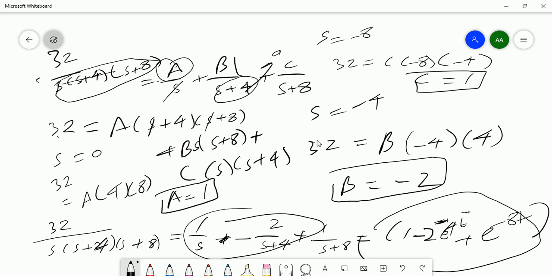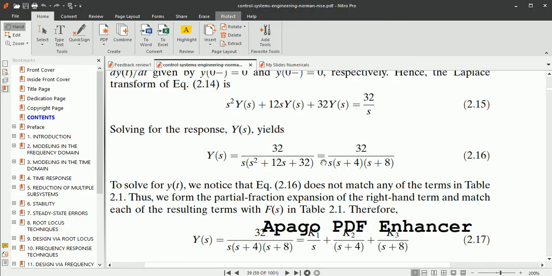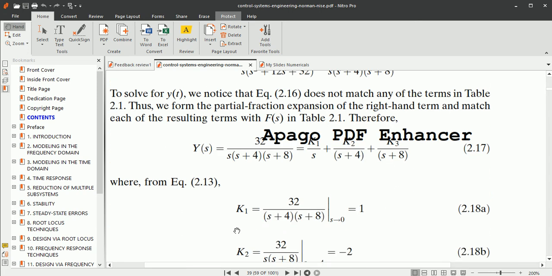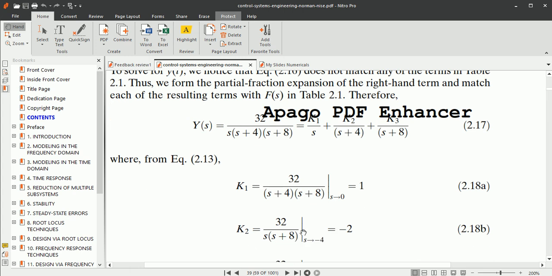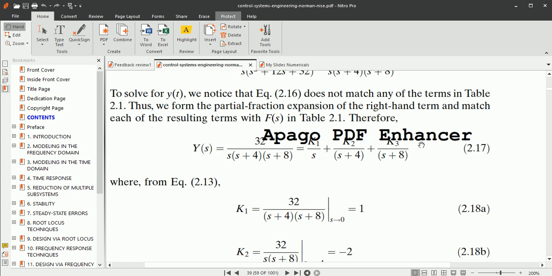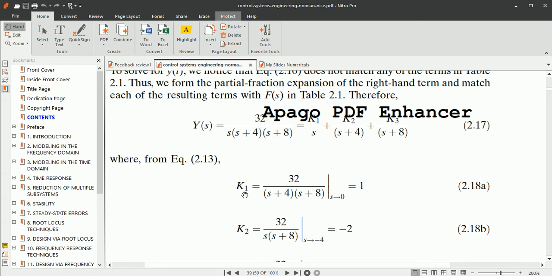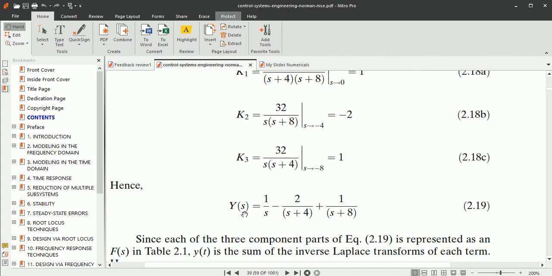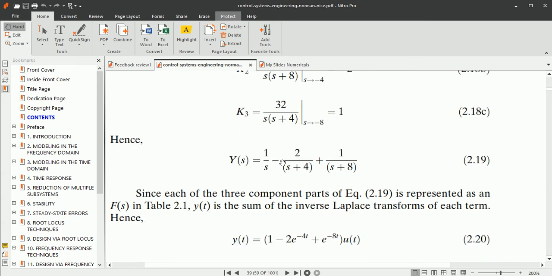Let me open the book, so you can see that 32 over s into (s plus 4) into (s plus 8) is k1 over s, plus k2 over s plus 4, plus k3 over s plus 8. So k1 you got 1, k2 you got minus 2. I basically put a, b, c here, and the book has written k1, k2, k3. You can name them, it's exactly the same thing. So you have Y of s equal to 1 over s minus 2 over s plus 4 plus 1 over s plus 8. Now take its inverse.